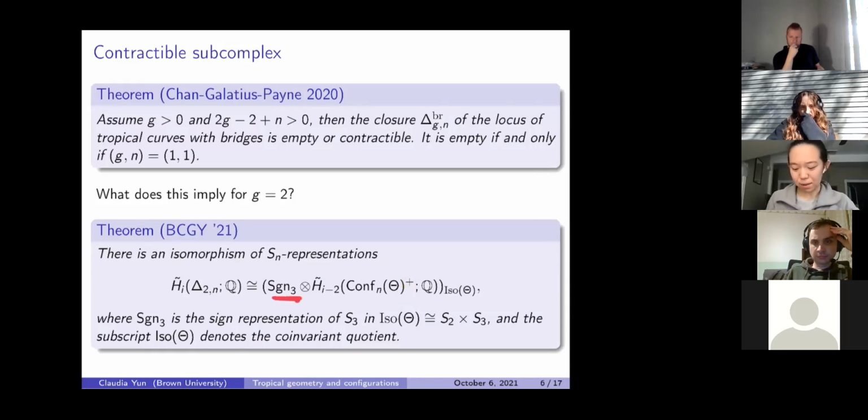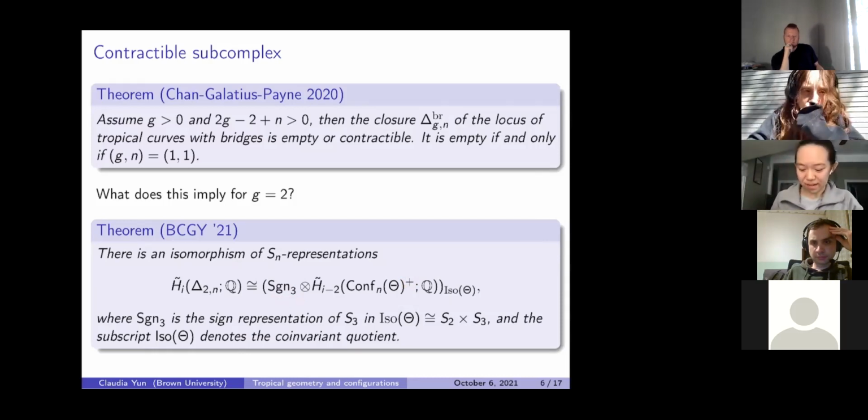We also get some other sign representations because of permuting edges, and then you have some permutation action on R^3 and this and that. But that's not as important. The most important part is that we are able to compute the homology of delta 2n through the homology of the compactified configuration spaces on this particular graph.